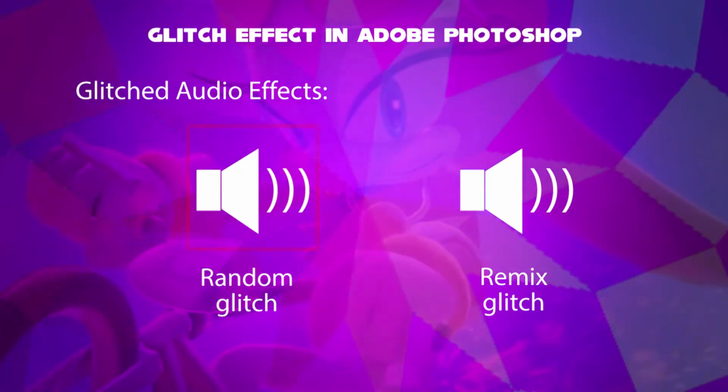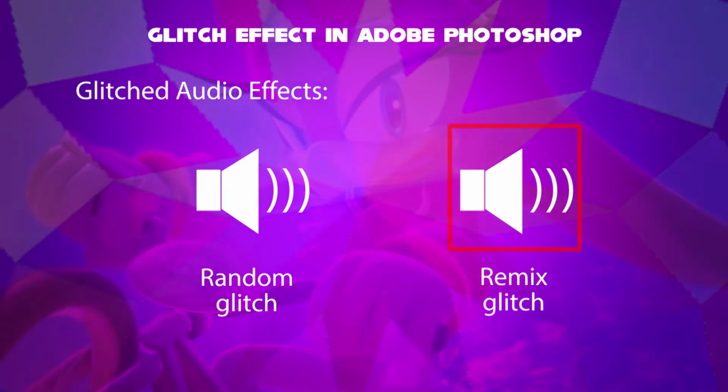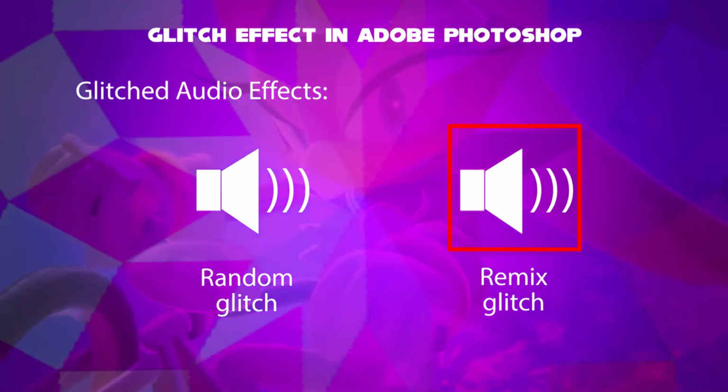This one is not in rhythm. Glitch can sometimes be the remix ones rhythmically.